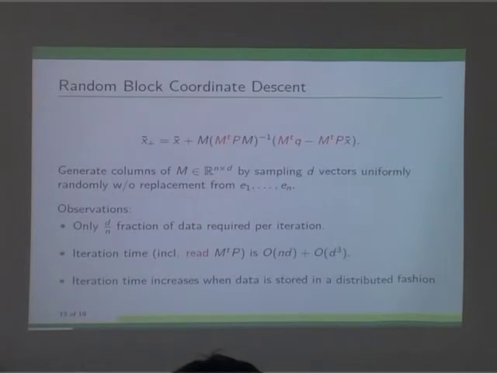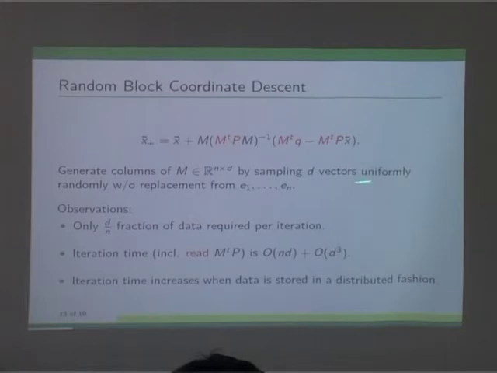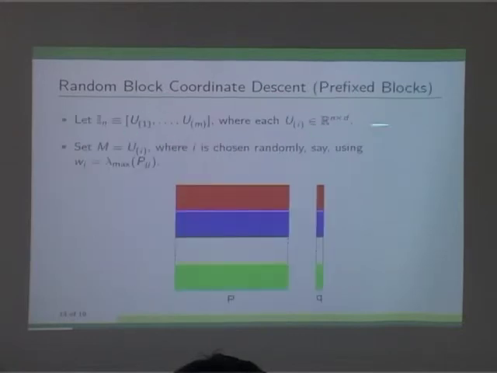What you would like to do is the following. We would like to partition the P matrix in such a way that in one iteration I will only deal with rows that lie in one partition or rows in another partition. So that's what we will call a random block coordinate descent. The first one was called random block coordinate descent. The second one is again random block coordinate descent, but with prefix blocks. How to partition this is a question, but we will answer that later.